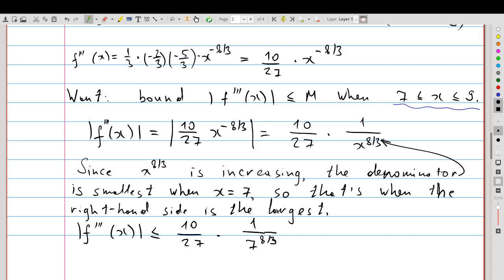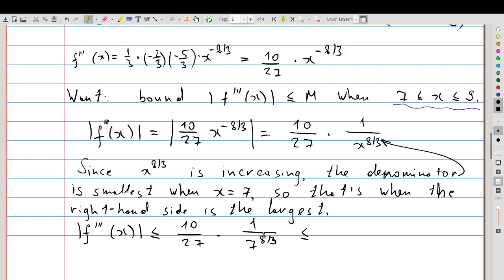Okay. Now this number, this power here, is unpleasant to evaluate. 7 to the 8/3. It's hard to determine what that number is. So let's estimate this number as well. So 8/3 is bigger than 2. Okay.